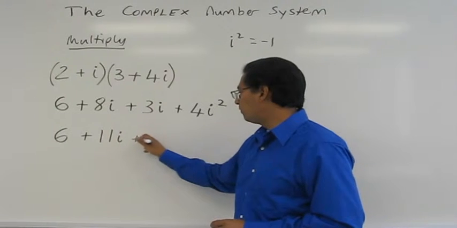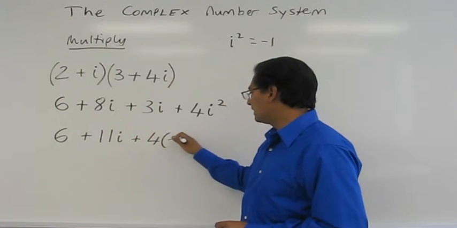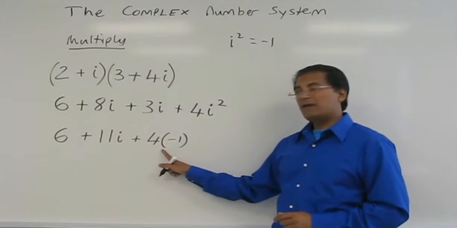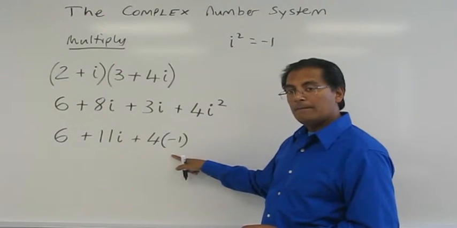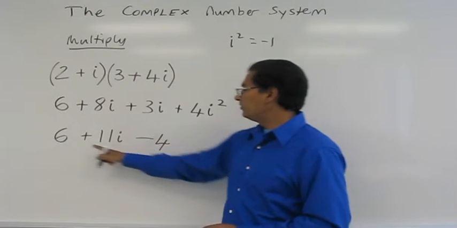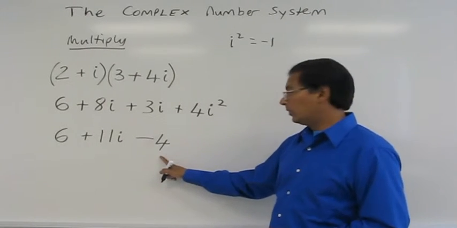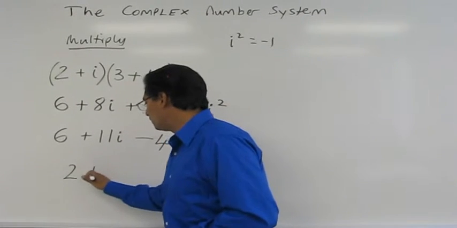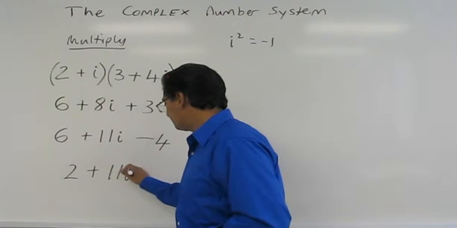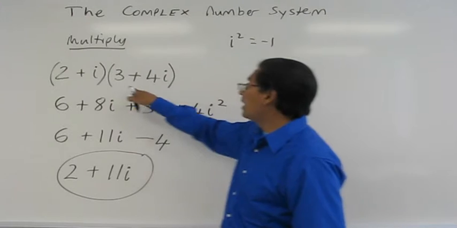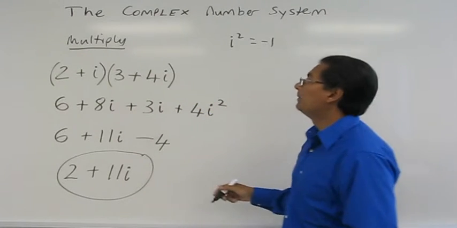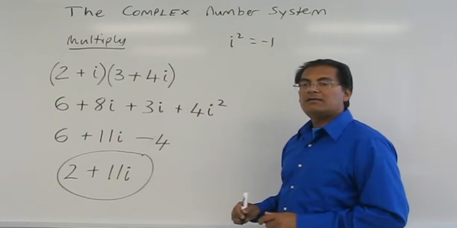So we can replace the i squared with negative 1. So we'll have plus 4 times negative 1. In other words, we're going to subtract 4. So this is going to be a negative 4. And so 6 minus 4 will give me 2. So we end up with 2 plus 11i, which is the product of 2 plus i times 3 plus 4i. But remember, i is the imaginary number.